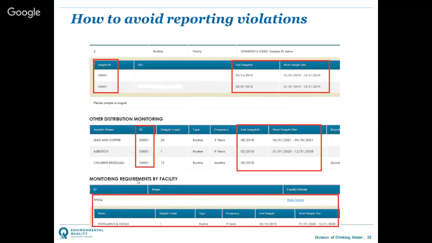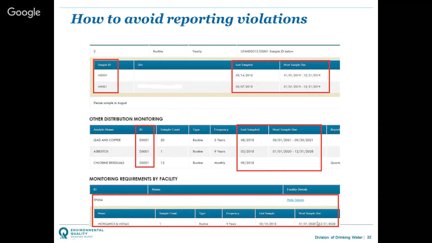You can see it breaks down monitoring requirements by facility here. They have one at their treatment plant, TP004. They have an inorganics and metals sample due. It's a routine labeling, all camps are. Frequency is every 9 years. They took their sample in May, and so they're not due until the period between 2020 and 2028.